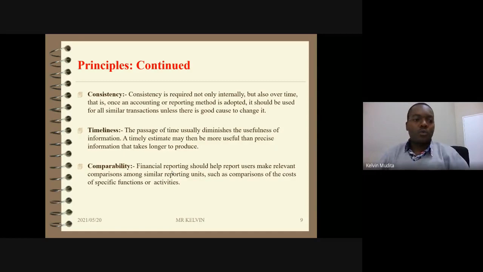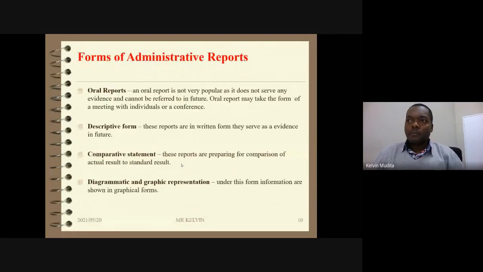Right, let's move to the forms of administrative reports. What forms do we have, what ways do people report? So we have an old-fashioned way of reporting, that is oral reports, where people simply report by word of mouth, but there are a lot of disadvantages of using oral reports.